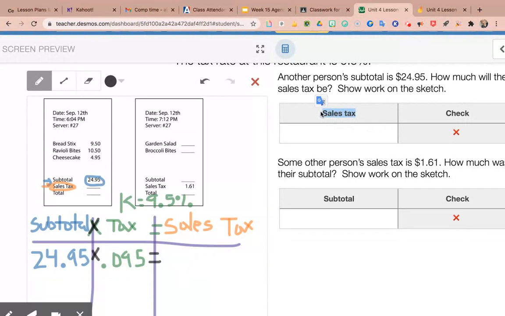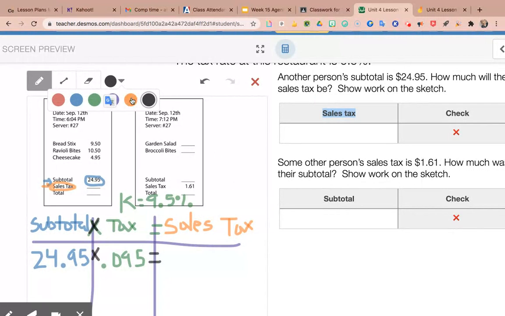So what is the sales tax? So you're going to multiply these and you'll get your sales tax. Remember, money stops at the second decimal place. So your number's going to have a bunch of decimals. Cut it off at the second decimal place.